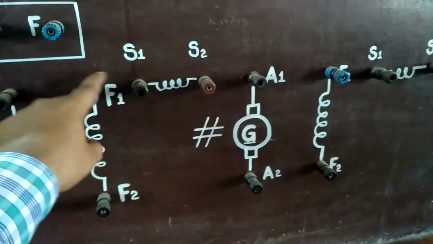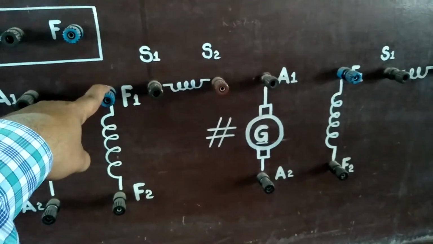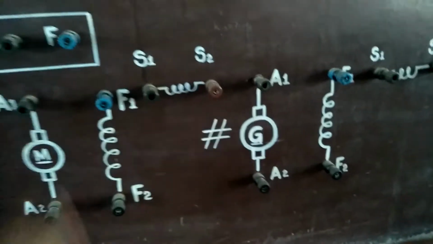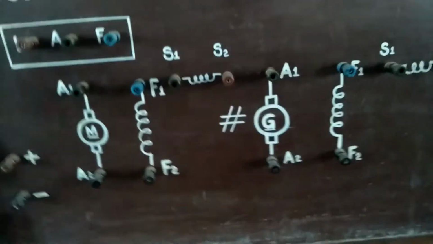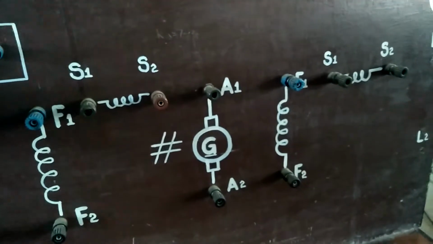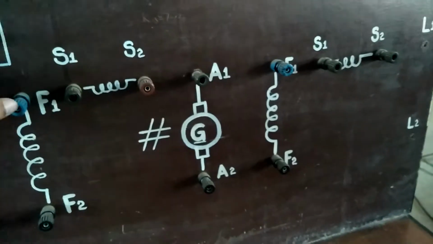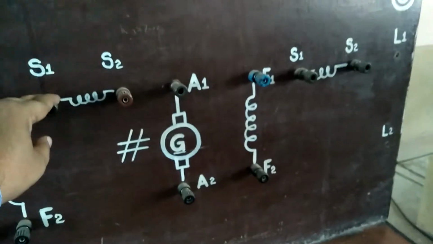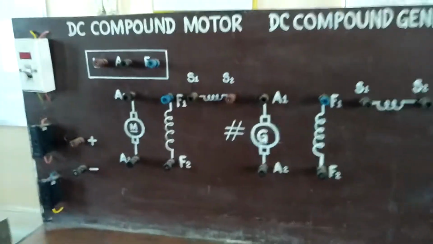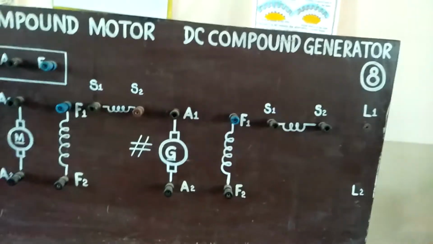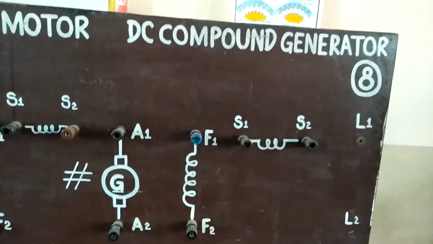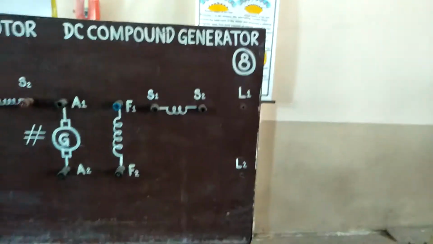If you connect it in series with the shunt field winding, it becomes a long shunt generator, whereas if it is connected in series with the armature, it becomes a short shunt generator. With the parallel combination and series combination over there, it becomes a compound short shunt compound generator. It can be made cumulative compound or differential compound by interchanging the terminals S1 and S2. So this is the one.